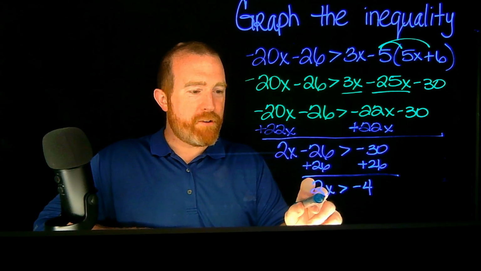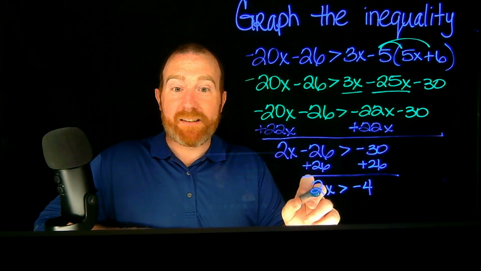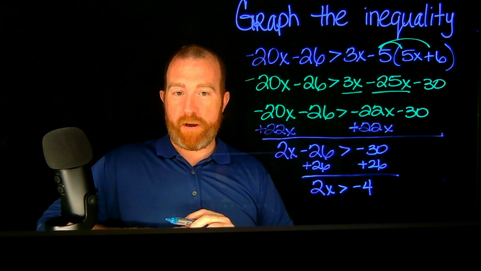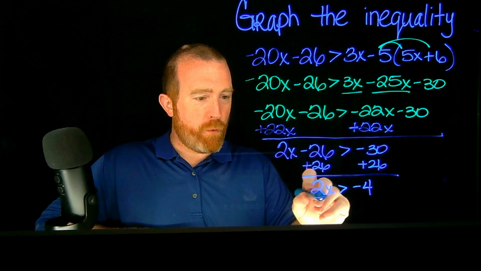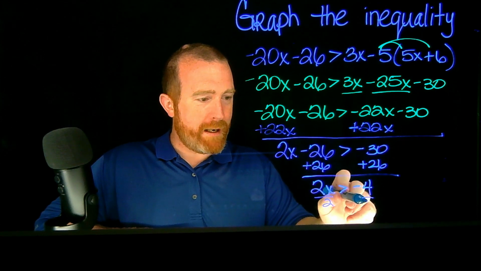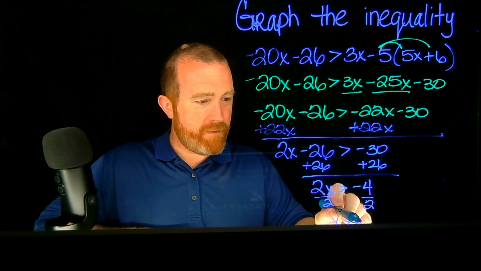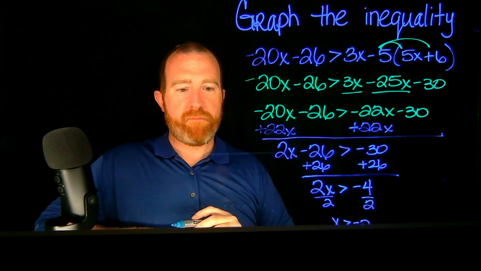So now what I need to do is get x completely by itself. So this is 2 times x. I will do the opposite of what they're doing and I'll divide. So I will divide both sides by 2. And now I have x is greater than negative 2.